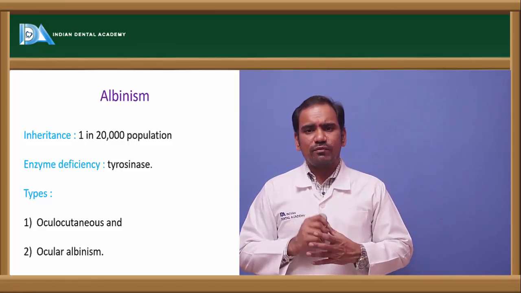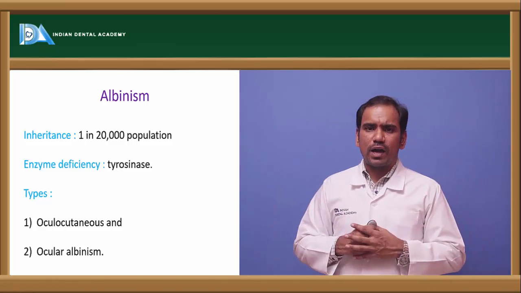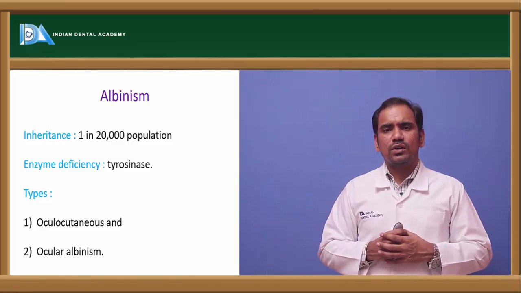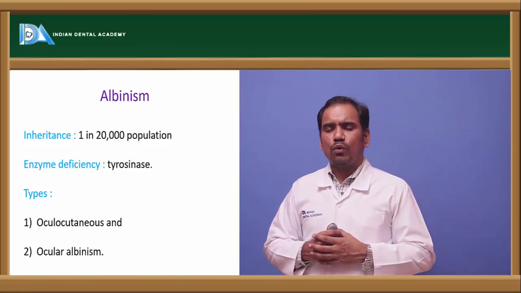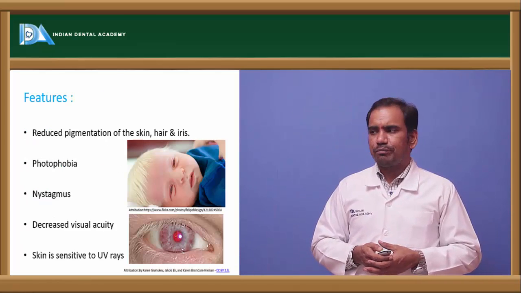There are two types of albinism, oculocutaneous albinism and ocular albinism. When both eye and skin manifestations are there, we call it oculocutaneous albinism, and only when it is eye manifestations, we call it ocular albinism.